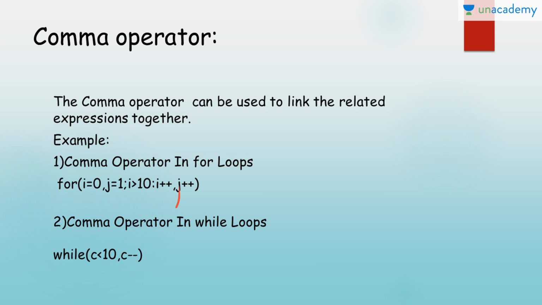We also use comma operator in the while loops. See, while c less than 10, c minus minus. So we want c less than 10 and c minus minus condition to be together. If c less than 10, then decrement c. So we are using comma to separate these two conditions together.